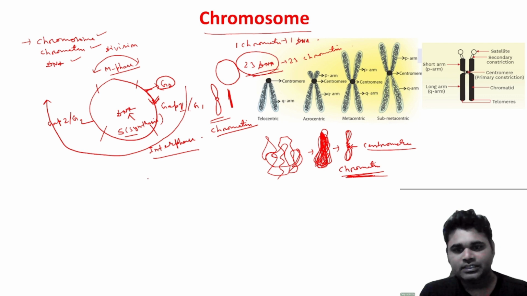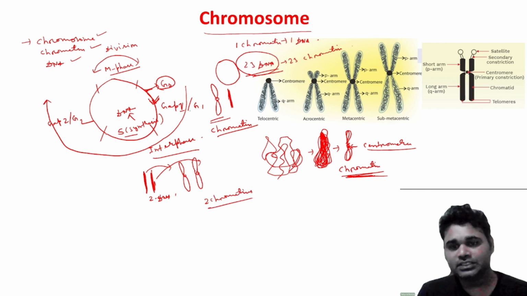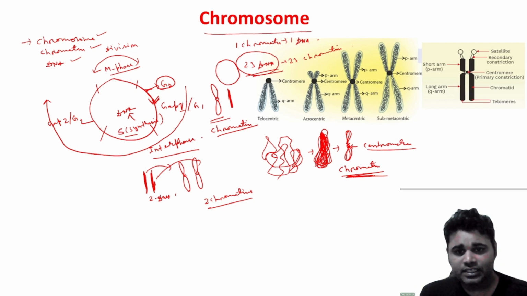In the S phase, one DNA replicates, and now two DNA are formed. Each again coils together to form a chromatin. So now this DNA also coils together and forms like this. That means two chromatins are formed here in the S phase. These two chromatins are joined, and it looks like this.